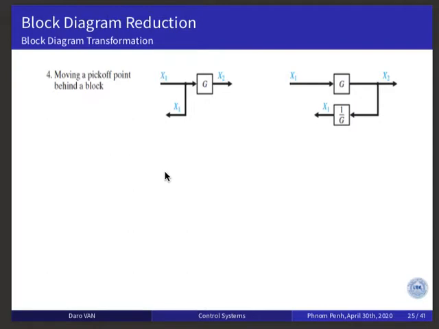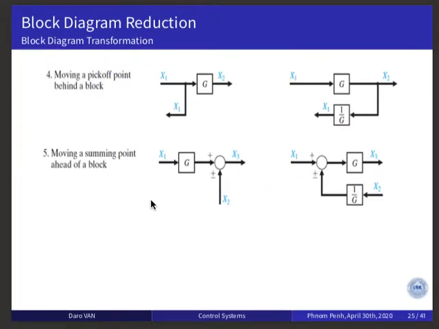Next is moving a pickoff point behind the block. So if you want to move this to this part, in this case you need to add 1 over g here, because this x1 has to be the same as this one. So this one times this one has to be 1.